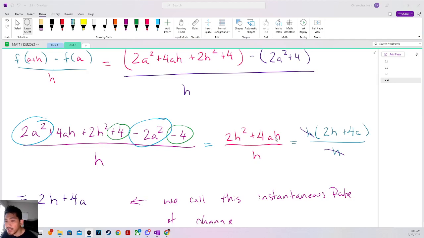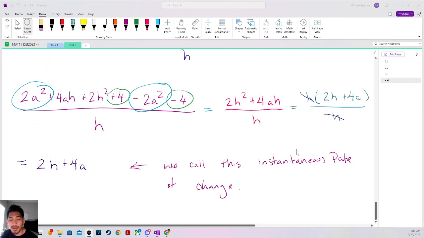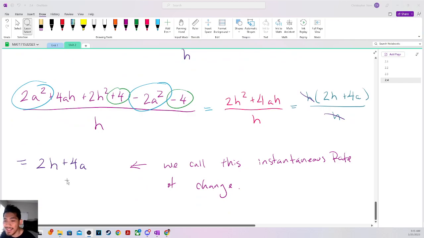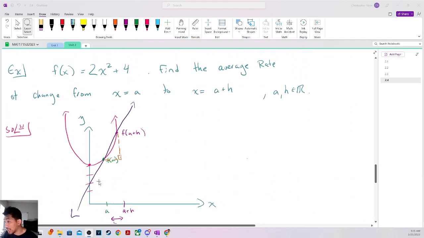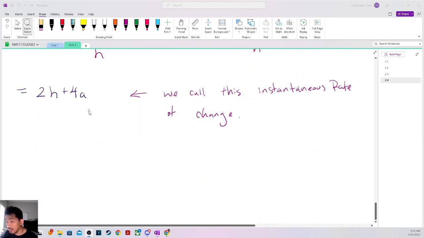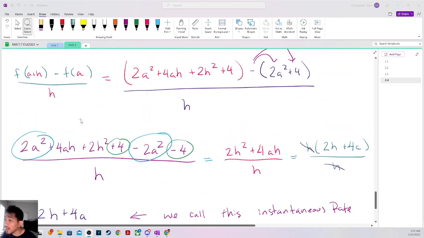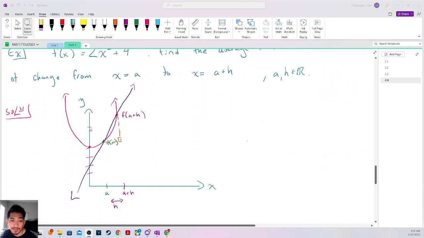Notice that term 1 and term 2 can both be divided by h. So I can cancel out h from both of them, or I can factor out the h and cancel that way as well. You can do either type of cancellation if you like. Just don't mess up. And then I get 2h plus 4a as your instantaneous rate of change. So let me go back so you guys can understand this. We can calculate it all, but now let me explain more about how this actually works out.